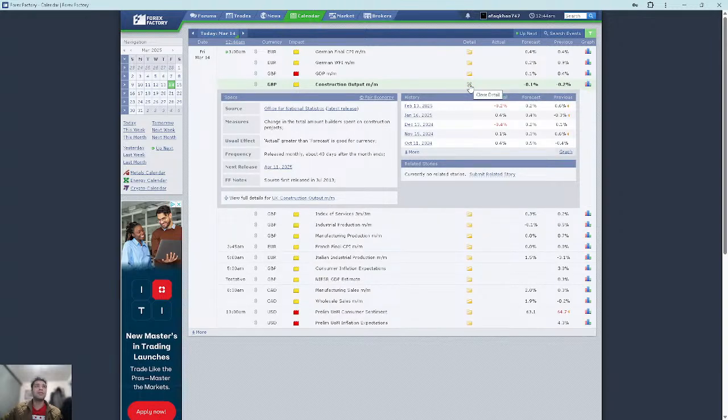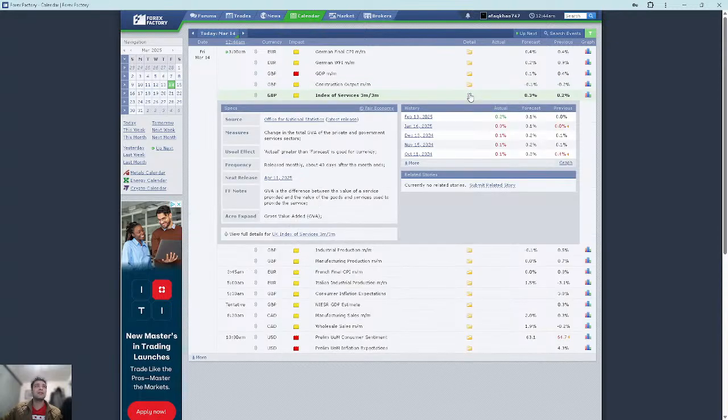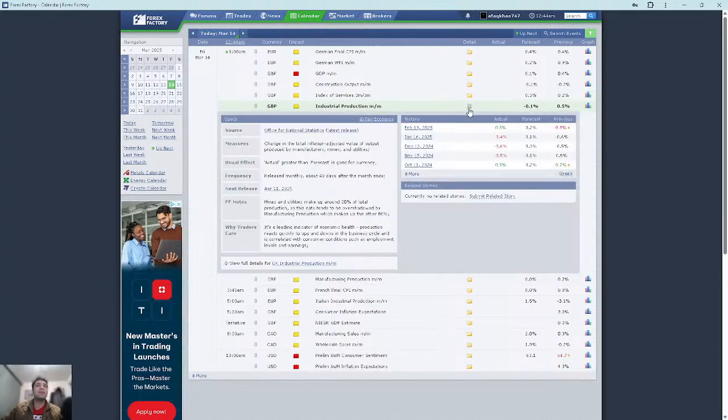And we do have construction output, which is the change in the total amount builders spend on construction projects, and the index of services is the service industry's total GVA. GVA is the value of goods and services. So GVA is the difference between the value of the services provided and the value of the goods and services used to provide the services. And we do have industrial production, the total inflation adjusted value of the output produced by manufacturers, miners and utilities.